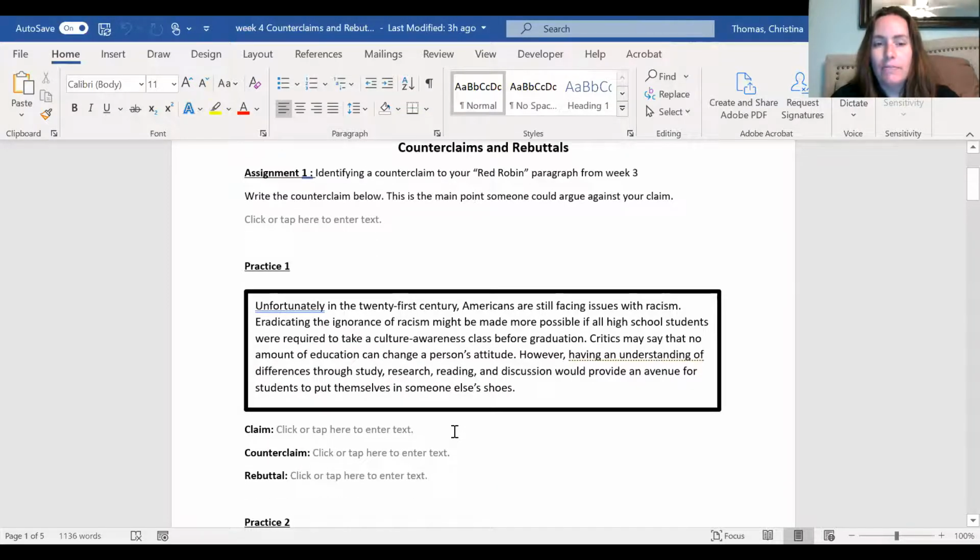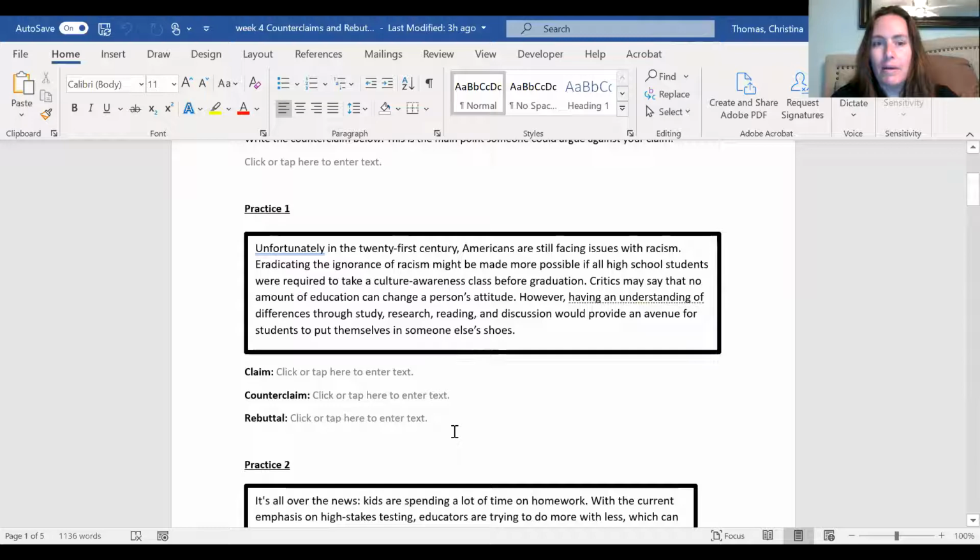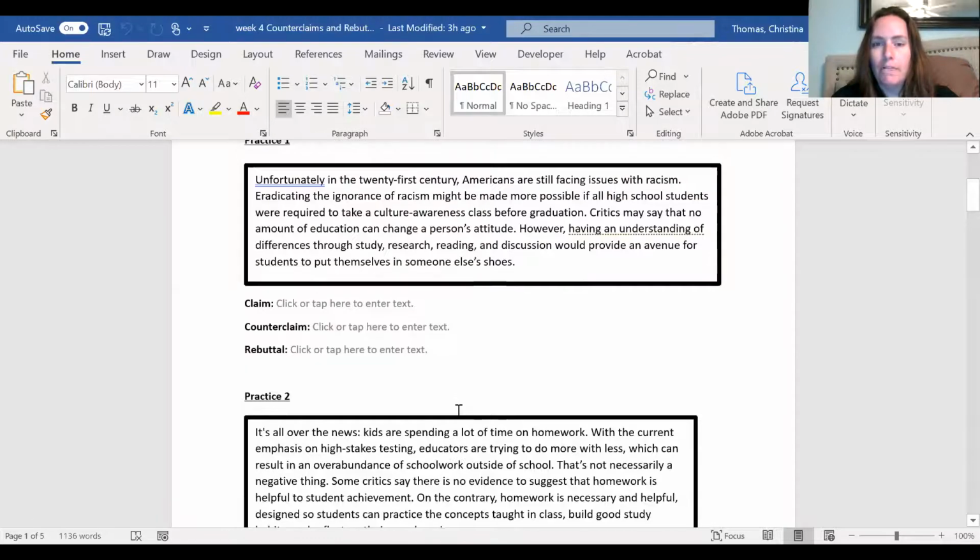All right, so we have a few practices for you guys with identifying claims, counterclaims, and rebuttals. We give you on this one for practice 1 and practice 2, the paragraph that you're going to be able to also see in the PowerPoint, where you have to identify the claim, the counterclaim, and the rebuttal. And all you do is you find it in the paragraph and do a little highlighting. If I think that's the main claim, I would copy that and I would paste it right down here. And I can do that.